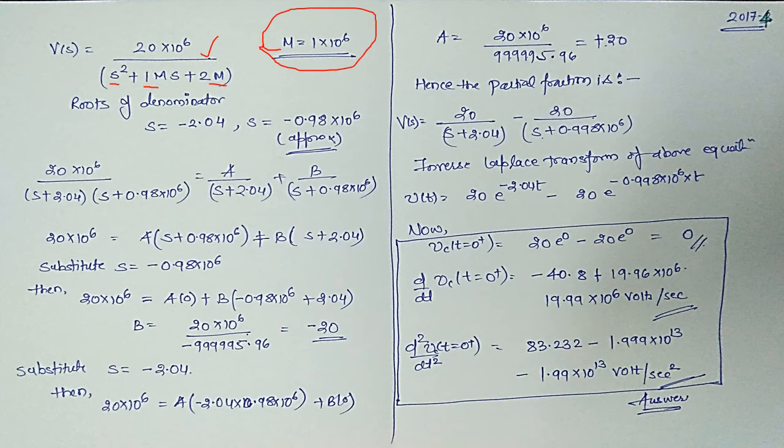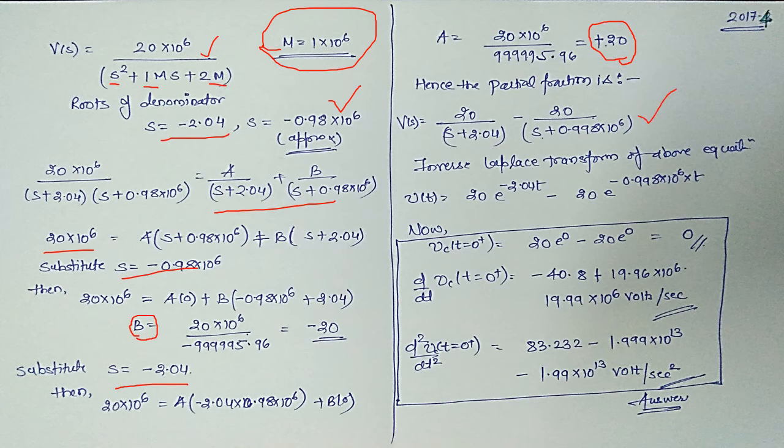If you find the roots of this denominator expression, because you have to go for the partial fraction method, you will find s is minus 2.04 and the other root is minus 0.98 into 10 to the power 6. I have already done the partial fraction method here for your ease. For s equals minus 0.98 into 10 to the power 6, the B value comes out to be minus 20, and if you substitute s equals minus 2.04, the A value will come as plus 20. These are approximate values. You will find 0.000 something, but that is immaterial and you can neglect it.